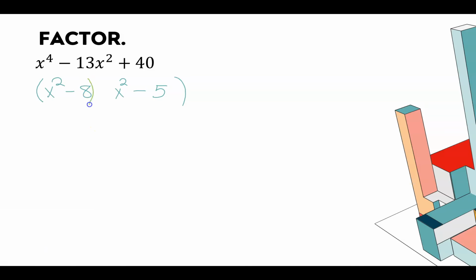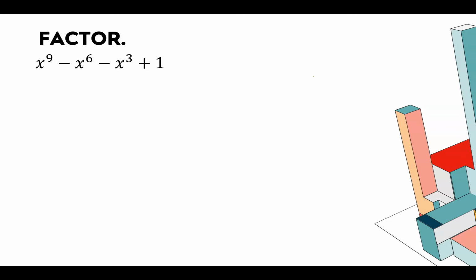x squared minus 8 is the first factor, x squared minus 5 is the second factor. Now earlier I said we can factor things like this further. Even though 8 isn't a perfect square, we do know a number to square to get 8, and that's the square root of 8, or 2 square root of 2. So we can rewrite x squared minus 8 as x minus the square root of 8 times the other factor, x plus the square root of 8. Likewise, x squared minus 5, we can factor into x minus the square root of 5 times x plus the square root of 5.